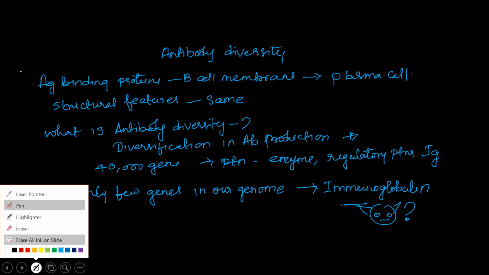Okay. So actually to support these things, certain theories were proposed by different people. Let's see a few of them. The first one is the germline model or theory. This theory accounts for the high degree of antibody variability found in the population.